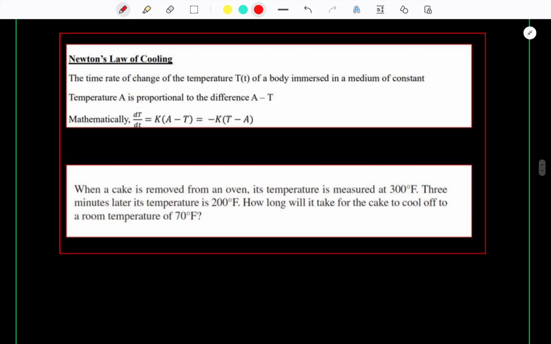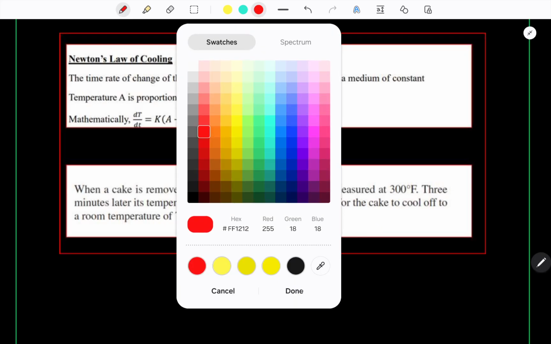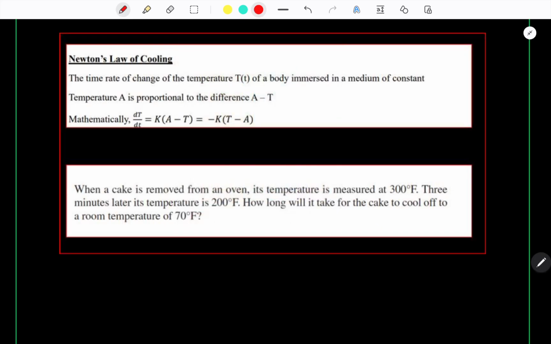Let's go to the next model, Newton's law of cooling, right? There was a mistake in the class itself when I told you this question. How long will it take for a cake to cool off to room temperature? No, cool off to 70.5 degrees when the room temperature is 70. Yes, let us read this question.